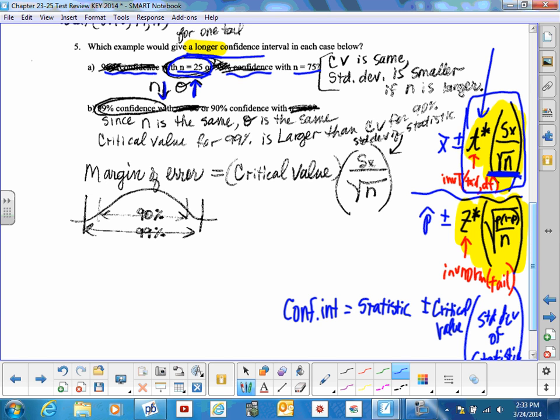Okay. And B addresses the other part. B addresses if the N is the same. So both of these sample sizes were, I think, 50 where I marked them out. But the critical value is different because we had a 90% confidence versus 99. So just think of this picture here, because a 99% confidence will encompass bigger critical values, so more data, bigger interval. Okay, so that's how you tell the difference on that one.